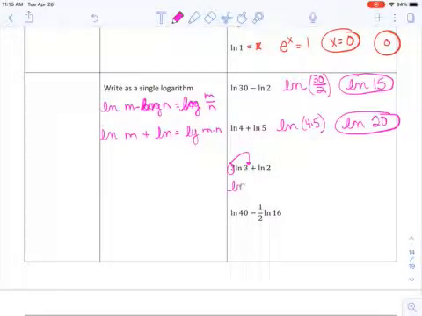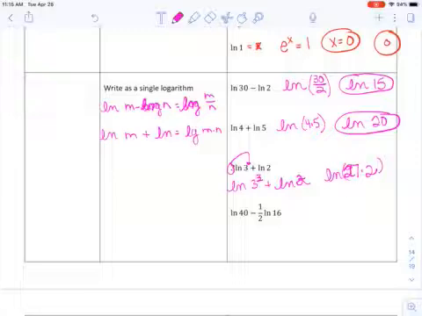Okay, remember the number out in front goes up as the exponent. So this is really saying ln of 3 cubed plus ln of 2. Now what do we do? We turn this into a multiplication. 3 cubed is 27 times 2. So we're going to say that's the natural log of 54.